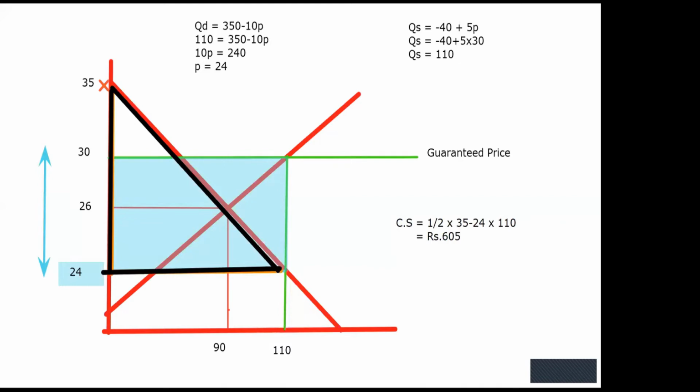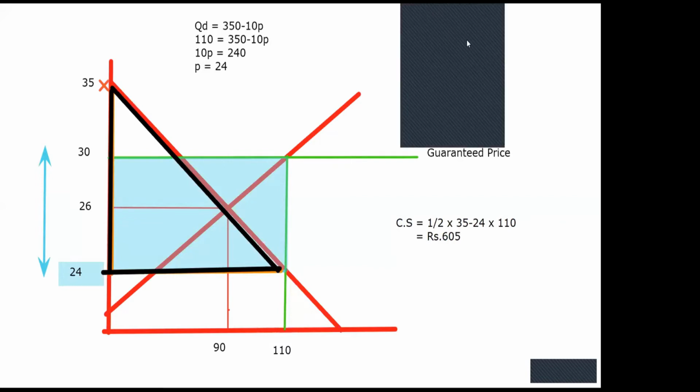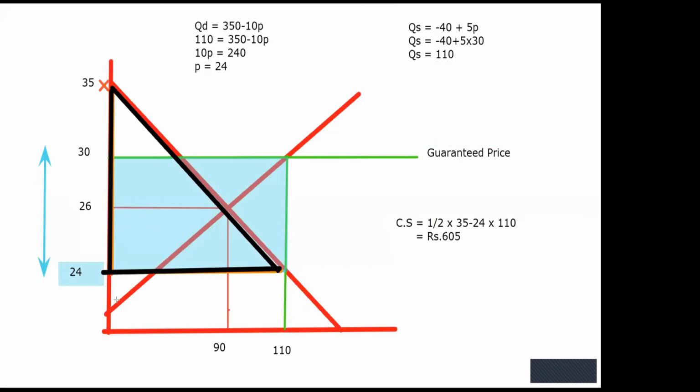Then again, producer surplus. Which area is producer surplus? I'll show that in green. So this area is producer surplus, the one that I'm showing in green, this part. So how much do we get as an answer there? What is the price that we get over here? How did we get 35? So 35 here is the maximum demand price. So QD equals 350 minus 10p. When the quantity demanded is 0, what is the price? So you put 0 equals 350 minus 10p and then find it. Okay, so here also same story.